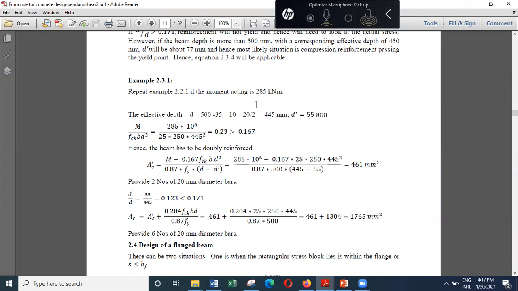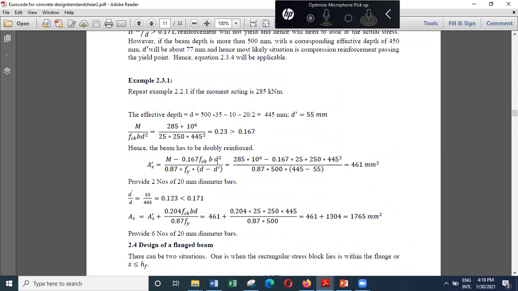Okay, right. So we'll just look at the same problem. Now this time the moment is 285 kilonewton meters. And if you find M over fck b d squared, it's 0.23, greater than 0.167. That means we have to doubly reinforce it. And to find Asc, we have to simply substitute in the equation.